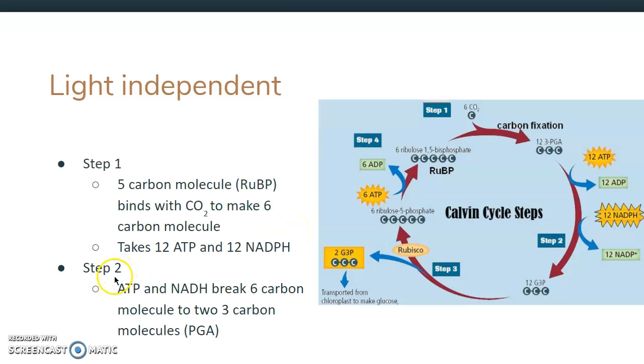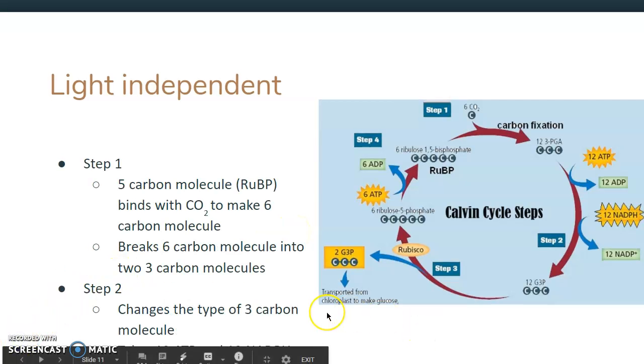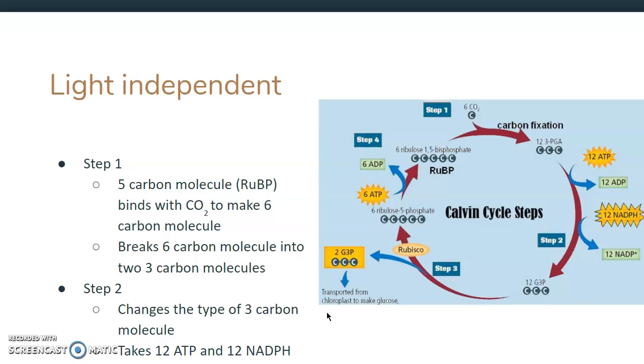Sorry, let me check my notes just real quickly. I'm so sorry guys, I can only apologize. I had my notes a little bit backwards as I was making this, and after looking through this, I realized I made some mistakes. So our first step is we still start with the starter molecule, and we combine it with a CO2 to make a 6-carbon molecule.